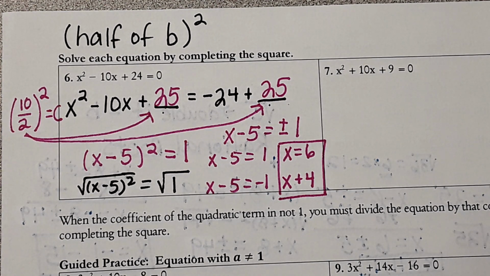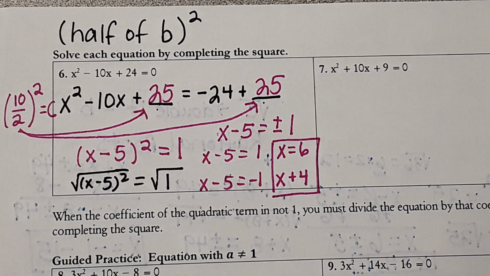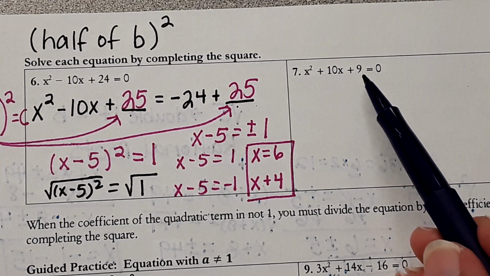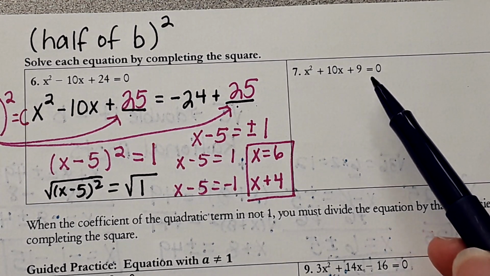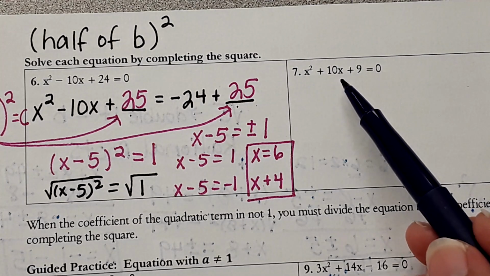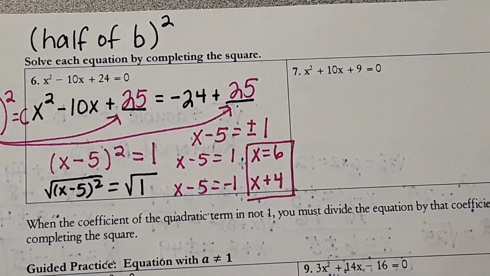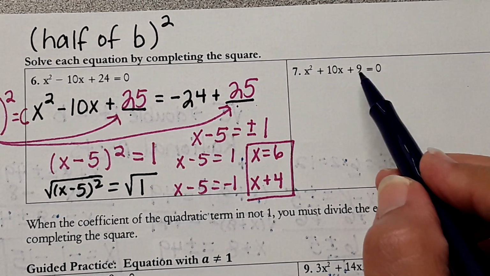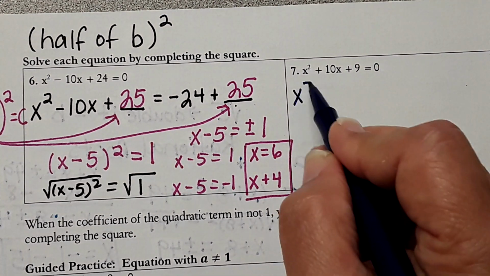Okay. So we're going to do the same thing with number 7. But you guys, before you just assume, let's look. Can you take the square root of 9? Yeah, it's 3. When you double 3, do you get 10? No. So that means we're going to need to move that 9 over. Since this is positive 9, so I'm going to rewrite the problem.